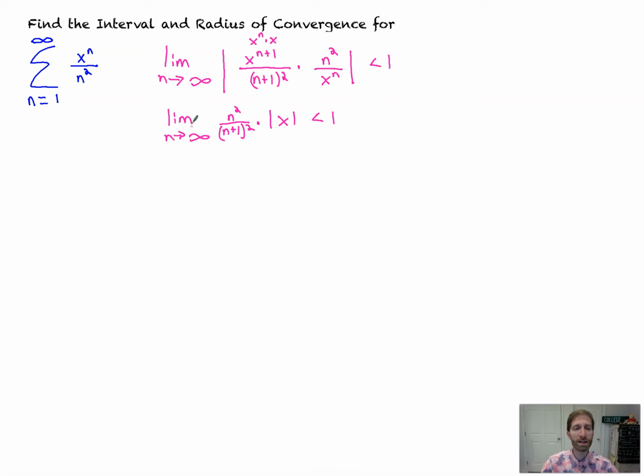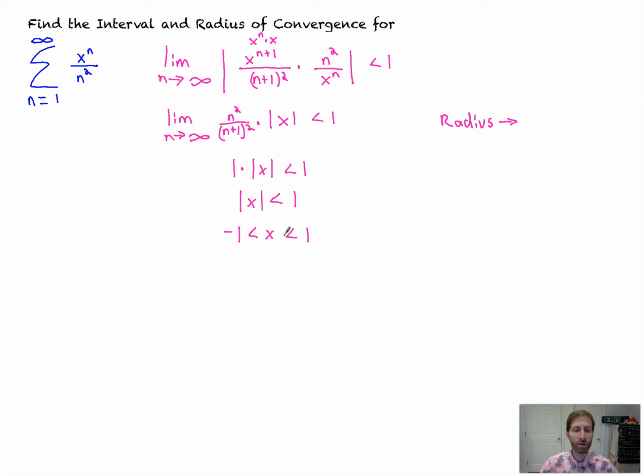Now here's what's interesting. The limit as n goes to infinity only applies to the n terms. You have n squared over n squared, basically. This is going to go to 1. So you get 1 times the absolute value of x is less than 1. So the absolute value of x has to be less than 1. Using a little bit of algebra, that means that the magnitude, the size of x, needs to be between 1 and negative 1. But that's not your interval of convergence. Oh no. We can write down what our radius is though.